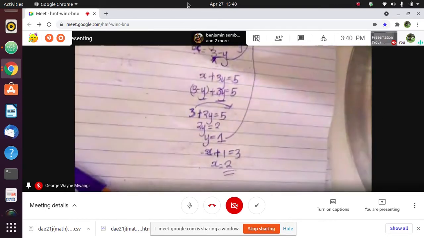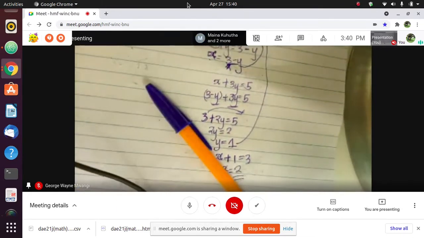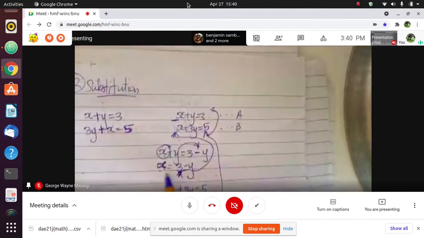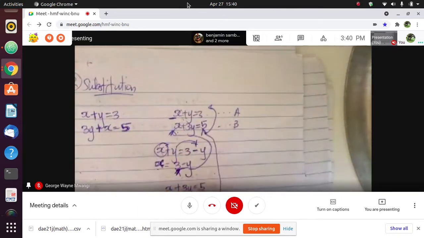Do we understand how we are solving by substitution? Yes. We take one of the equations, we make one of the variables the subject. After making the variable the subject, we replace that variable in the other equation and we solve for the unknown variable.